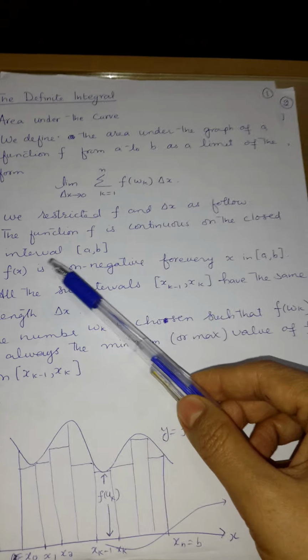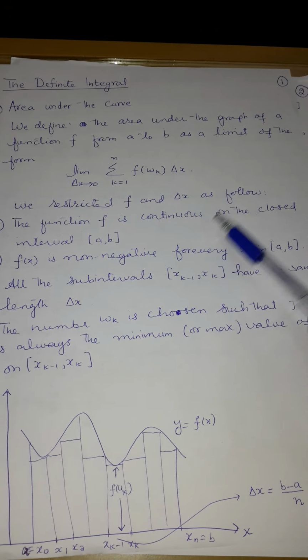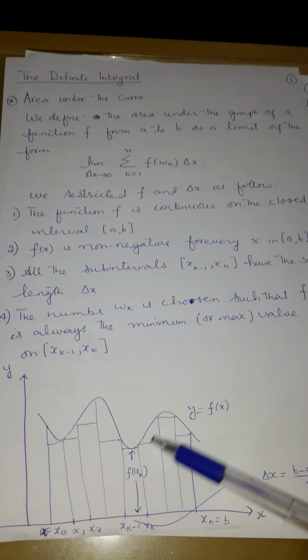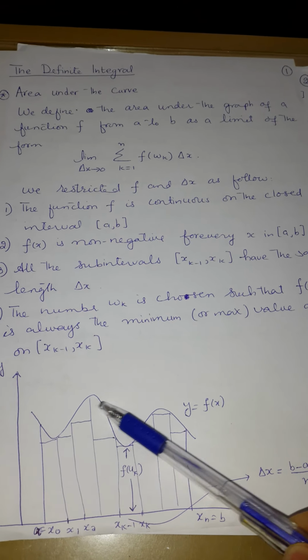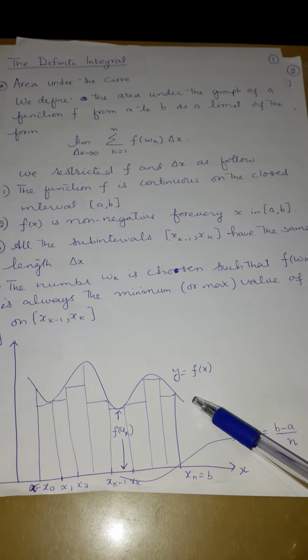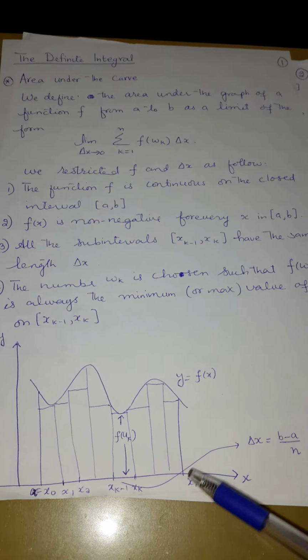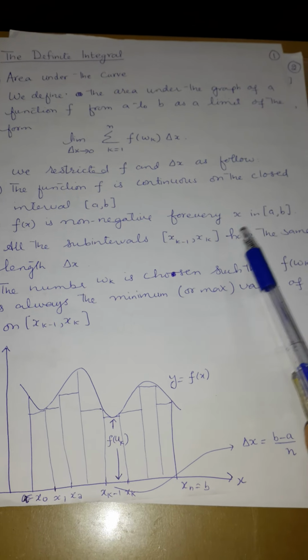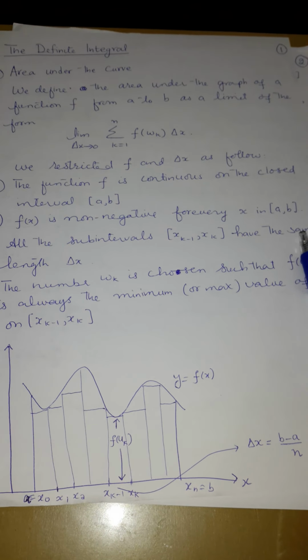The first point is that the function f is continuous on the closed interval a b. We have this diagram. In this we have the function y equals f of x, which is a continuous function on the closed interval a and b. f of x is non-negative for every x in the interval.